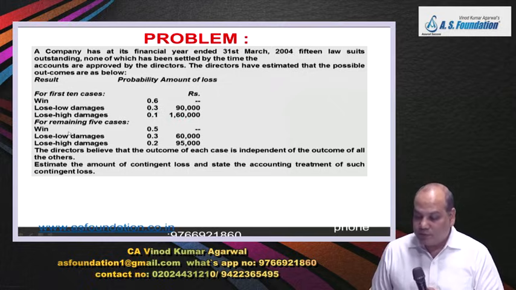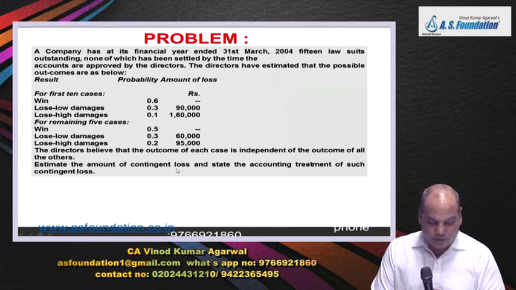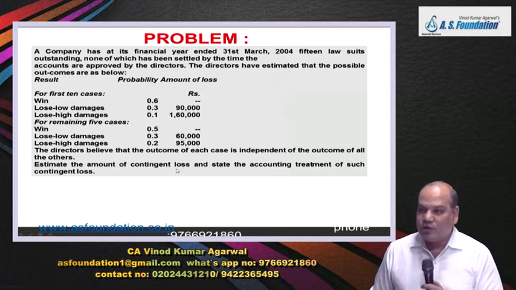In the next 5 cases, winning probability 0.5, so 0 loss; with low damages 0.3, 60,000; loss with high damages 0.2, 95,000. The directors believe that the outcome of each case is independent of the outcome of all the others. Estimate the amount of contingent loss and state the accounting treatment of such contingent loss.